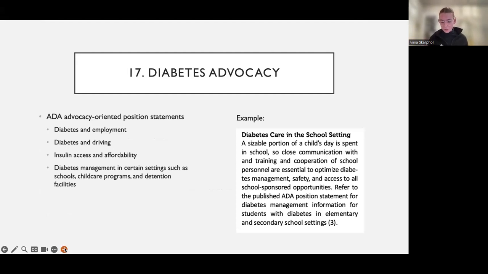And the last section, we'll just really briefly hit on this. It's titled Diabetes Advocacy, and it's just a bunch of position statements. The American Diabetes Association spends quite a bit of time and money advocating for people with diabetes. And so there's all sorts of various statements. If you're interested in diabetes advocacy, this would be a great section to look at.